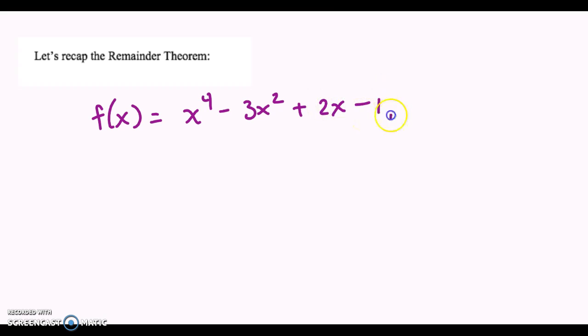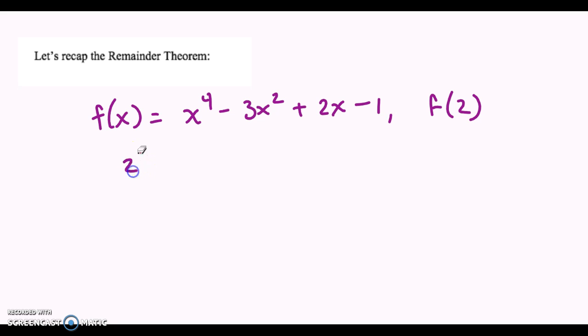So let's see this actually work. Let's say that I have some function f of x, and let's say that it's equal to x to the fourth minus 3x squared plus 2x minus 1. And let's say your teacher's like, I want you to find f of 2. And you're like, okay, well, I have to do 2 to the fourth minus 3 times 2 squared plus 3 times, too many numbers. So here's a different way you could do this.